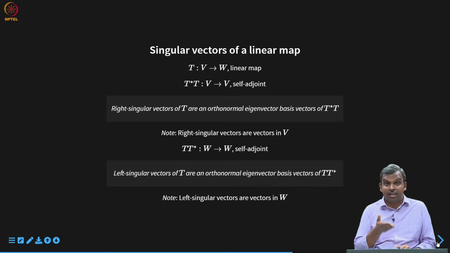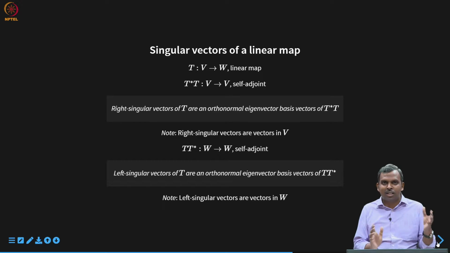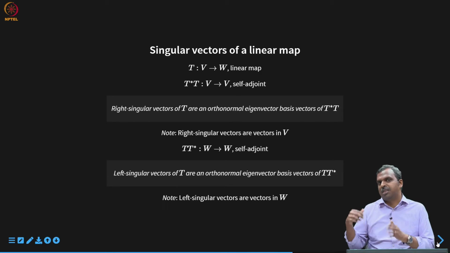But of course, if it is a general linear map, with V and W being different, then T star T and T T star have no chance of being the same, right? Because T star T is from V to V, and T T star is from W to W. But once again, it's a self-adjoint operator, so I can meaningfully think of an orthonormal basis of eigenvectors.